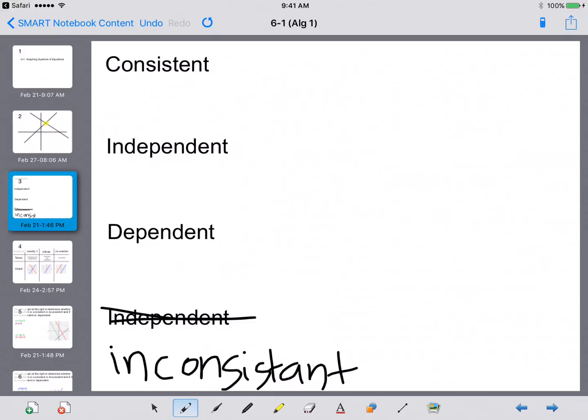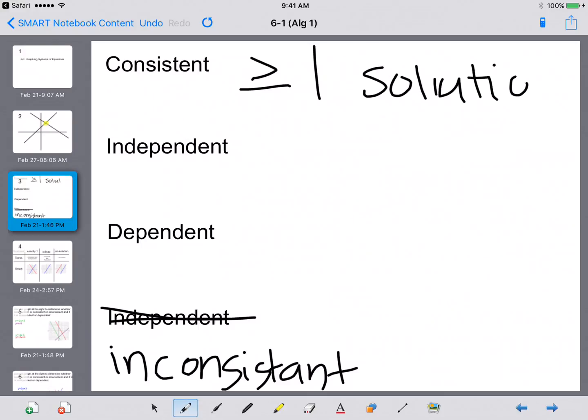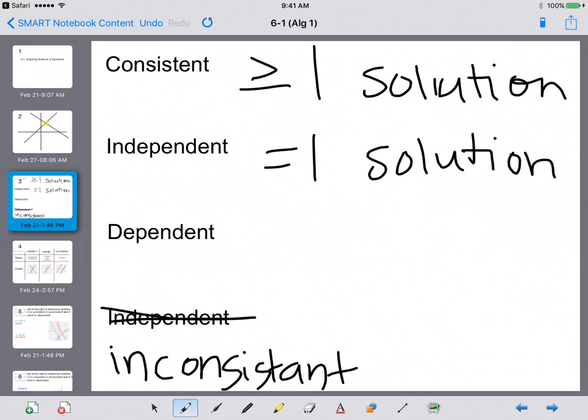So a consistent line has at least one solution. If it's independent, it must be consistent, but then have only one solution. So it has exactly one solution. And it's consistent and dependent if it has an infinite amount of solutions.